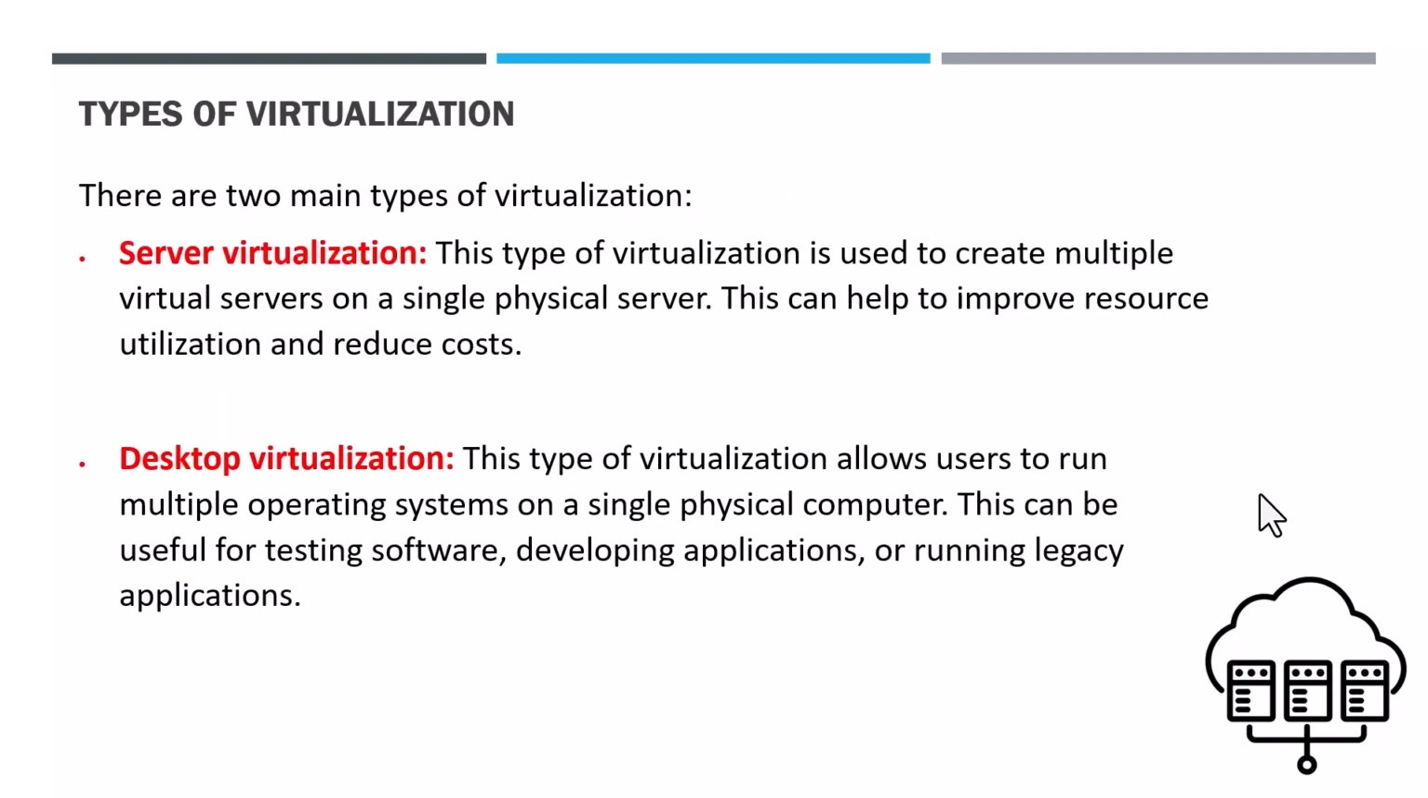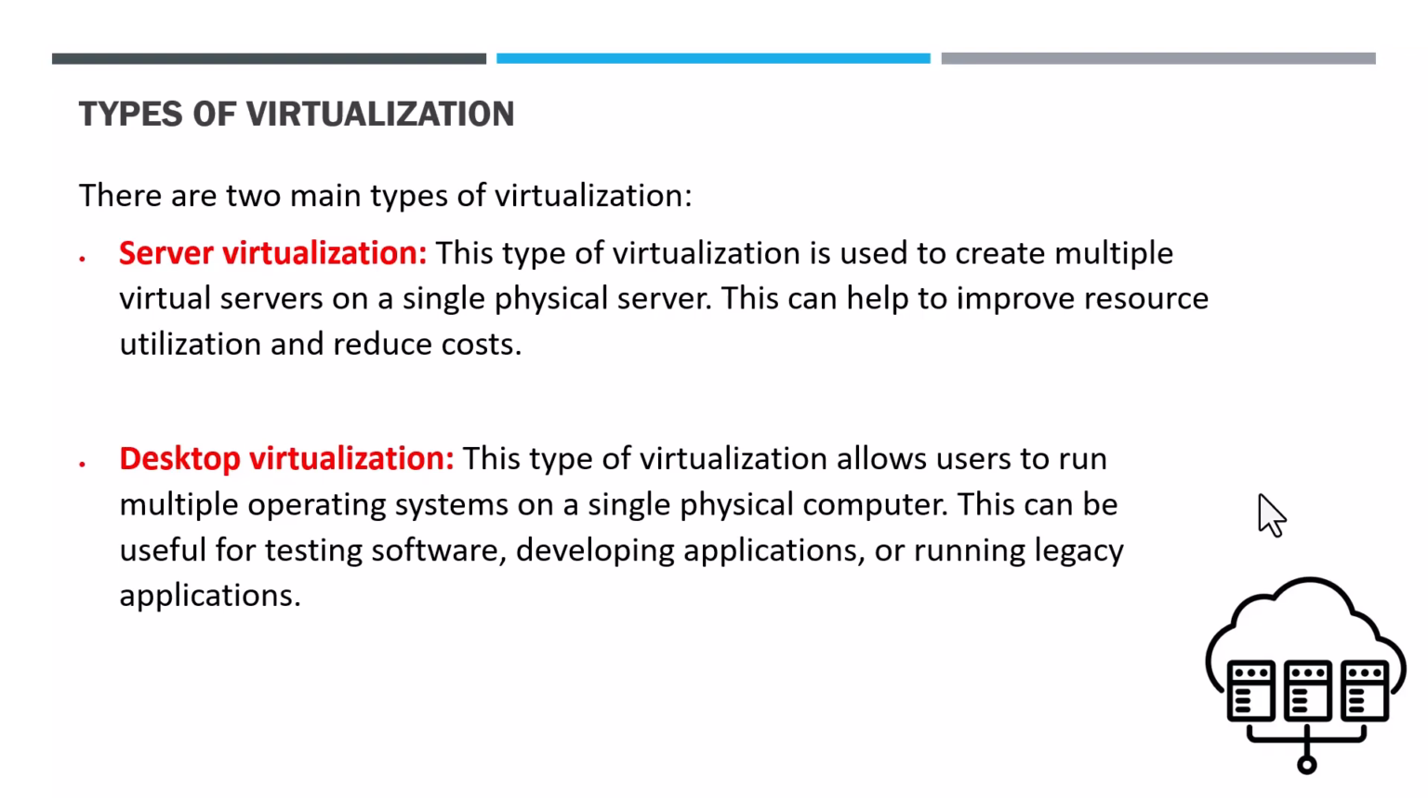There are two types. Majorly, we have two types of virtualization. One is server virtualization, the other is desktop virtualization. Server virtualization is used to create multiple virtual servers on a single physical server, and this helps us to improve utilization and reduce cost. And we can run multiple applications on the same machines as required by any organization.